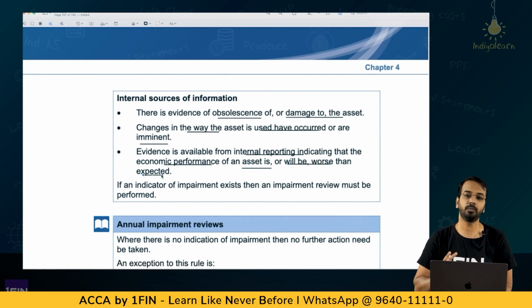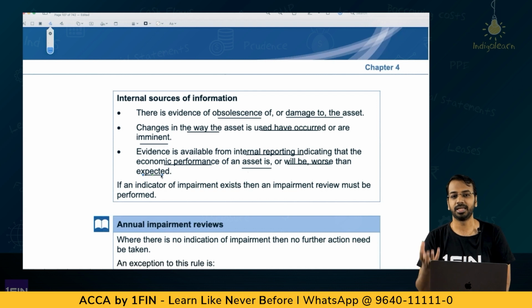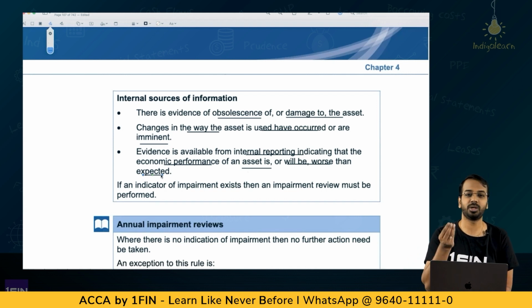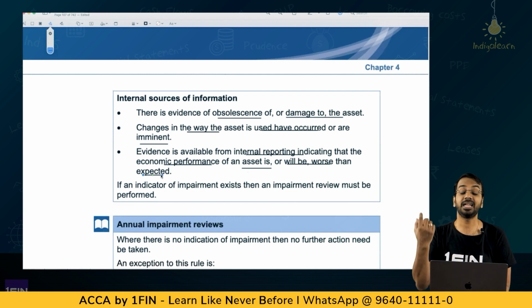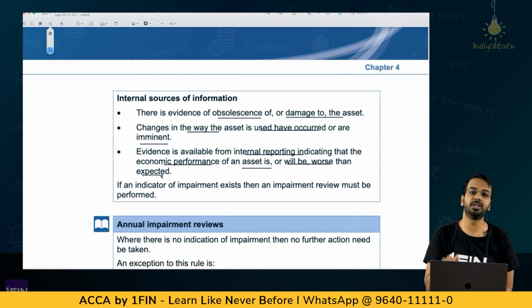Then, evidence is available from internal reporting indicating that the economic performance of an asset is or will be worse than expected. So, this is by evaluating the internal reporting, the management reporting. We expected that the benefit will be 100, but now the benefit is only 80 or only 70, and this is evidenced from the discussions with the management, right?